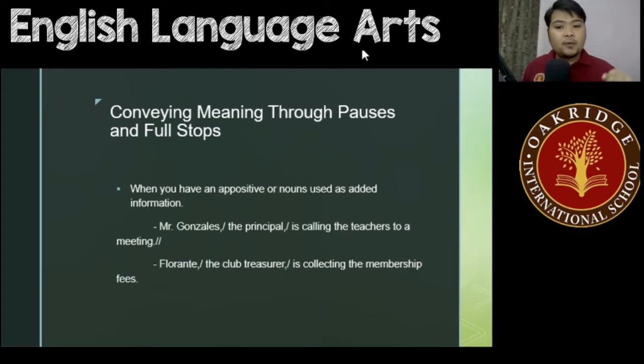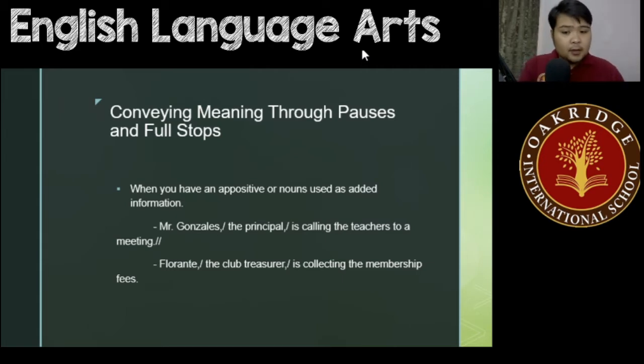Next, when you have an appositive or nouns used as added information. So appositives, guys, these are nouns that are just additional information. So example, Mr. Gonzalez, the principal, is calling the teachers to a meeting, right? So the principal there is just additional information talking about who Mr. Gonzalez is. Mr. Gonzalez is the principal. So here again, Mr. Gonzalez, the principal, is calling the teachers to a meeting, right? You have a pause. And you even have commas there, if you guys can see clearly. There are commas there to signify that you have to pause.